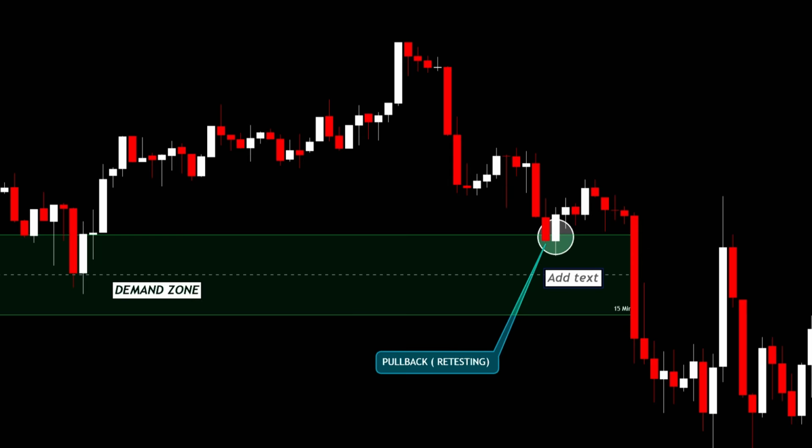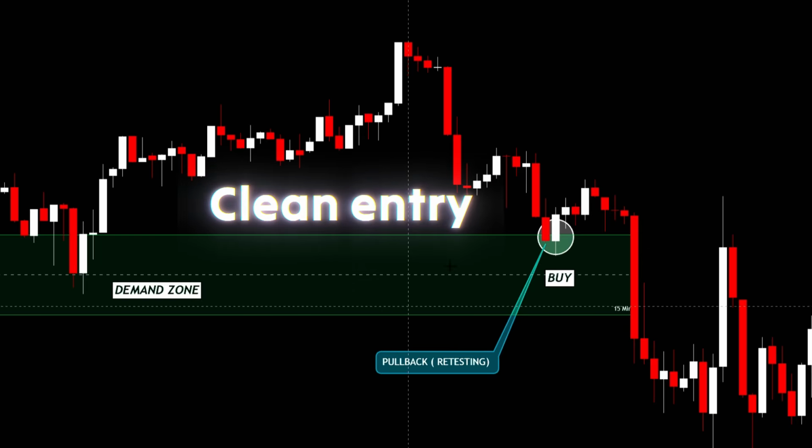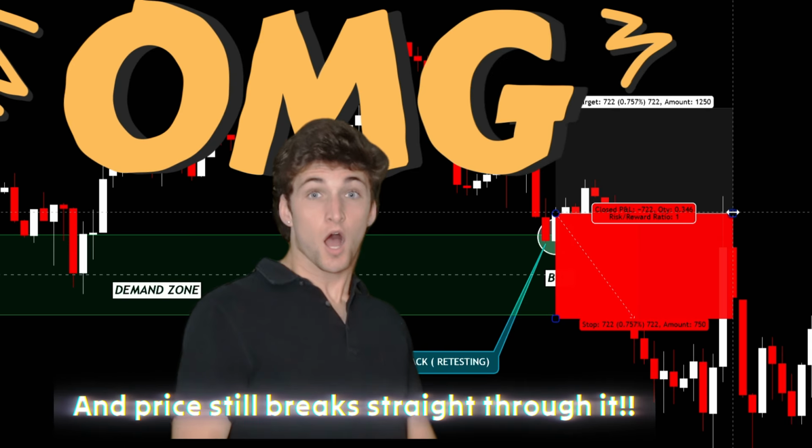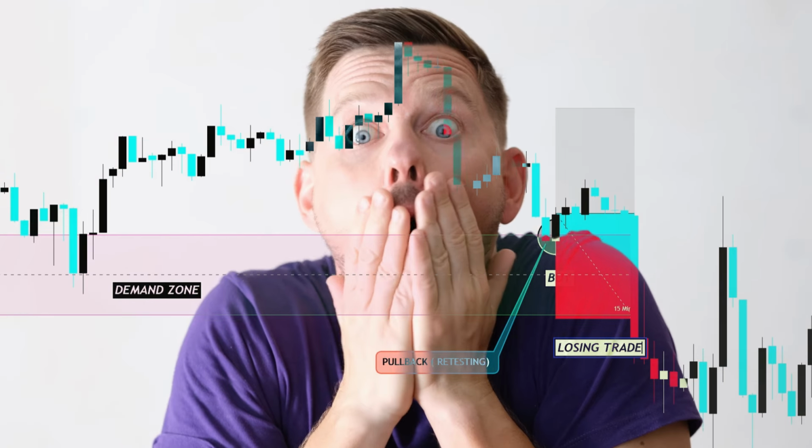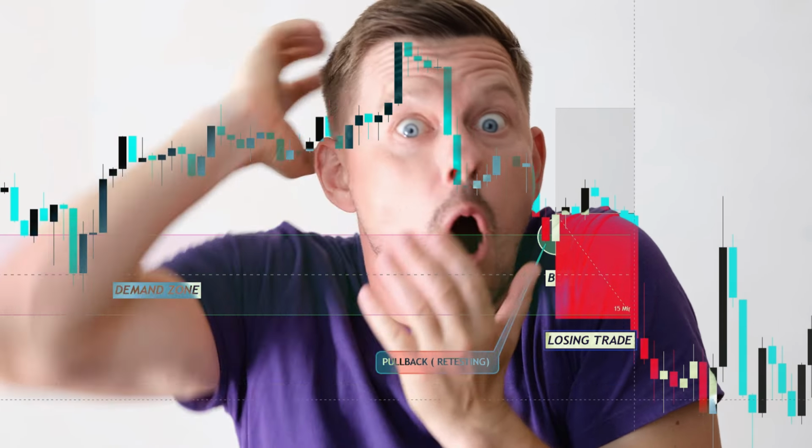Look at this pullback right here. Perfect zone, clean entry, and the price still breaks straight through it. This is where most traders get confused because the zone was correct. The indicator did its job. So what went wrong? Here's the part nobody talks about. The problem was never the zone. The problem was when the trade was taken.